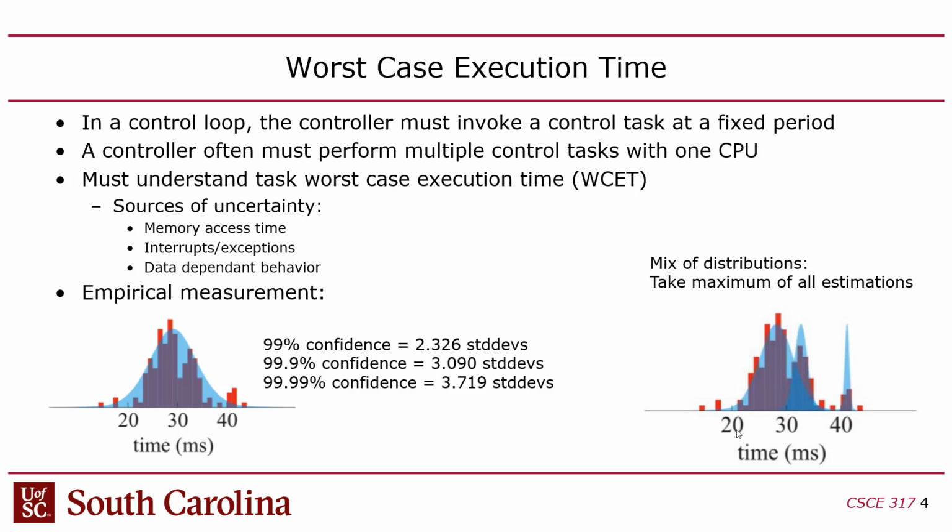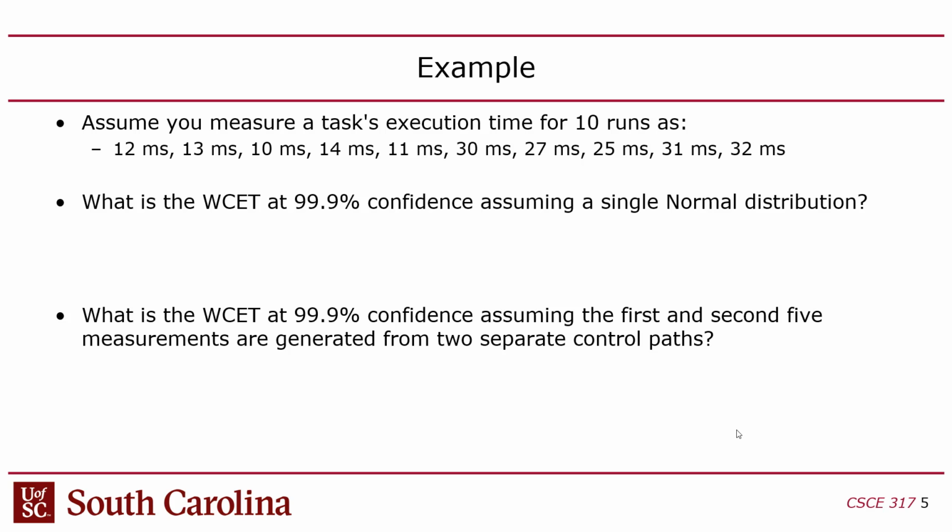And then if you go, for example, 3.719 standard deviations above the mean, that would give you the worst case execution time, but only with a 99.99% confidence. Likewise, if it's 3.09 standard deviations, it'll be 99.9%, and 2.326 standard deviations is 99% confidence. Now, this is assuming, of course, that it's a normal distribution, right? Make sense? Okay.